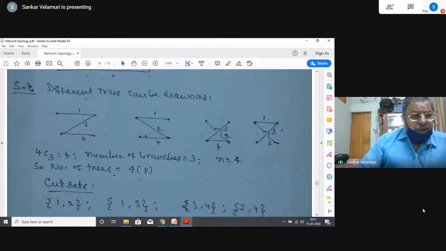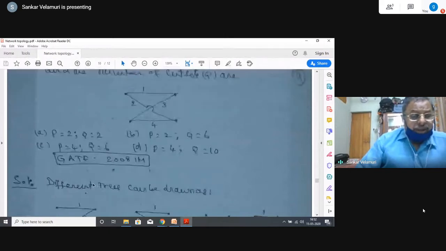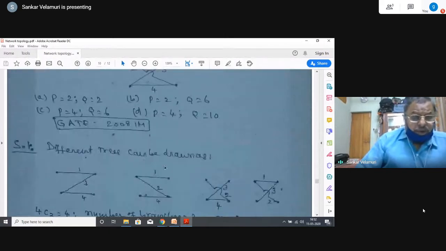The question that is being asked is about the tree and co-tree, which are typical to the explanation. Here somebody asked: in the following graph, how many trees and how many cut sets are there? We have justified it. These are the number of trees, no doubt. So from the number of trees, you should get the number of basic cut sets only. The cut sets are more.